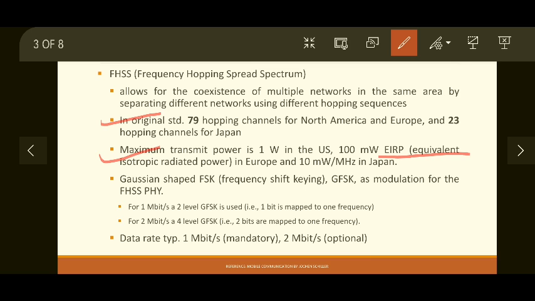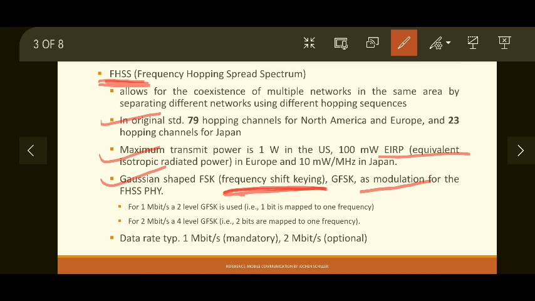The modulation scheme standardized by IEEE is GFSK for FHSS. GFSK stands for Gaussian shaped frequency shift keying. As this is frequency hopping spread spectrum, it is common sense that GFSK will be the ideal choice. The details of GFSK are out of the scope of our syllabus, so we will not discuss exactly what GFSK is, but the modulation scheme used is GFSK.